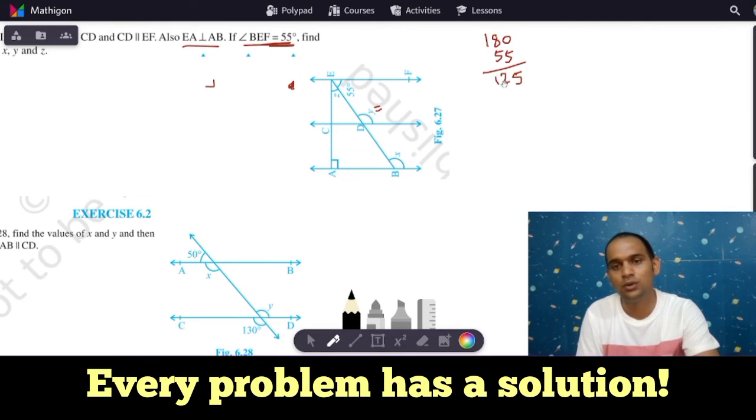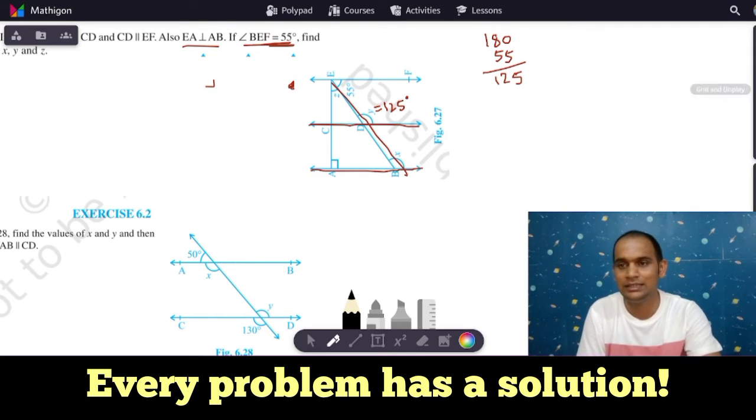7 minus 5 is 2 and 1. So this is 125 degrees. Now once again, this particular line is parallel to this particular line. So CD is parallel to AB. And I'll once again take this as transversal, that is line BE.